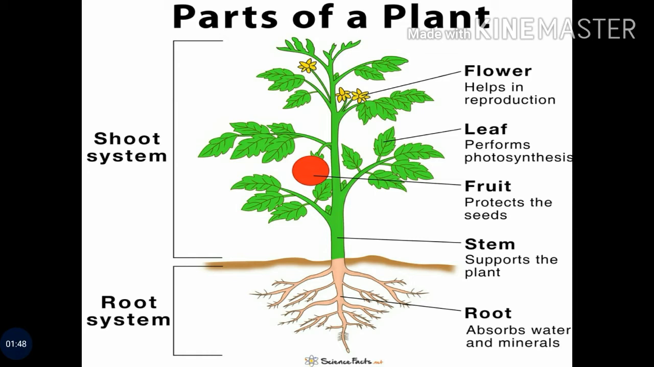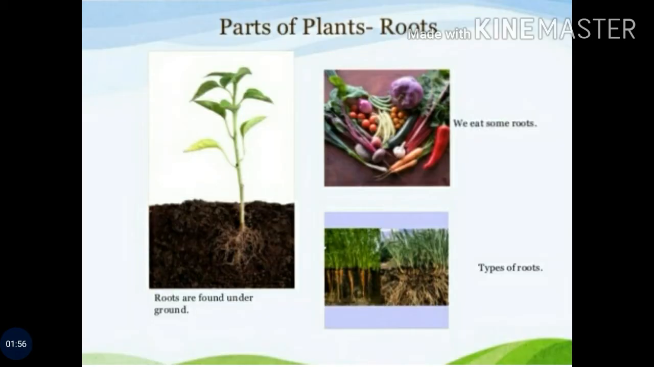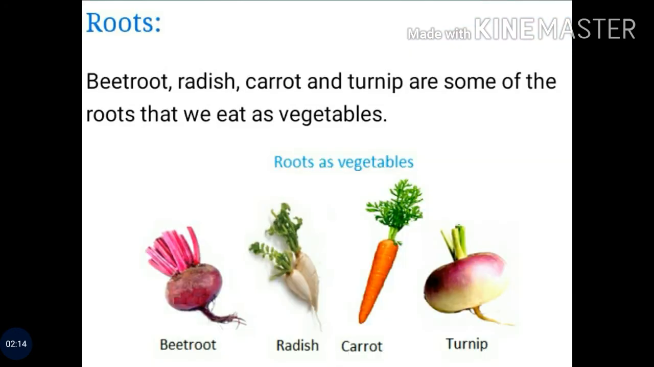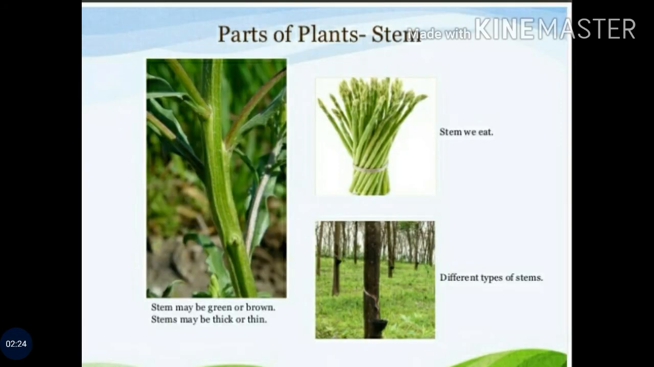So now let us see the functions of the different parts of the plant and the different parts of the plant which we eat. First is root. Root is found under the ground. The part of a plant which is found under the ground is called root. We eat some of the roots such as beetroot, radish, carrot, turnip. These are some of the roots that we eat as vegetables.